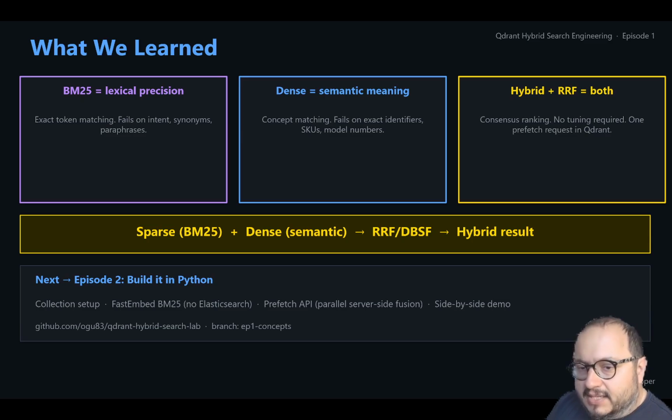Qdrant's HNSW with in-graph filtering solves the disconnected graph problem and delivers 8 millisecond P95 at 1 million vectors. The performance foundation that makes a production hybrid pipeline viable. In episode 2, we build it. Collection setup with named dense and sparse vectors. FastEmbed for BM25. No Elasticsearch dependency. The prefetch API running both searches in a single request. And the side-by-side comparison that puts a number on the improvement.